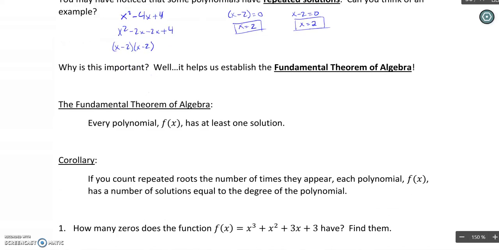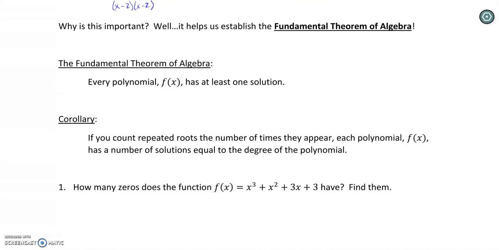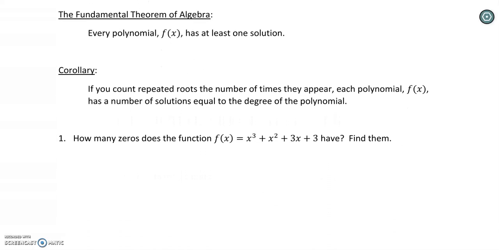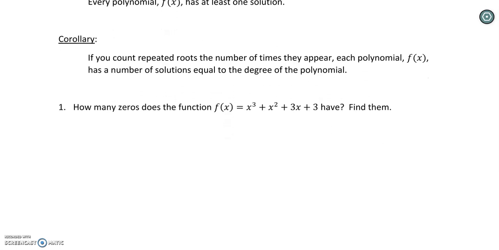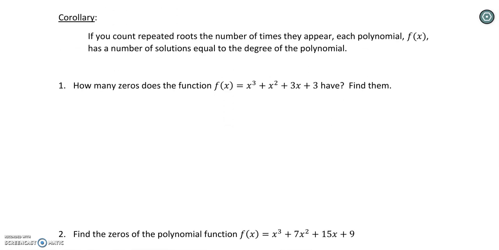So that's important because it helps us establish the fundamental theorem of algebra. First, here's what it says. For every polynomial f of x, that polynomial has at least one solution. And to go off of that, if you count repeated roots, like what we just saw where x equals 2 appeared twice, by the number of times they appear, so we would count that as two different solutions, each polynomial, which we denote as f of x, has a number of solutions equal to the degree of the polynomial. Interesting. So let's talk a little bit about what that means and look at an example.